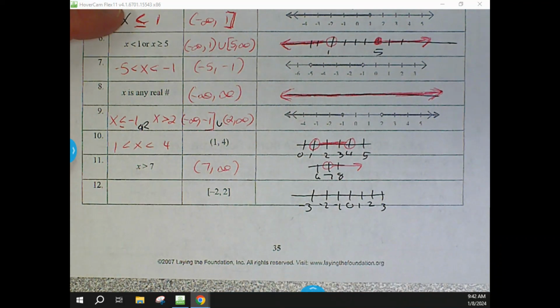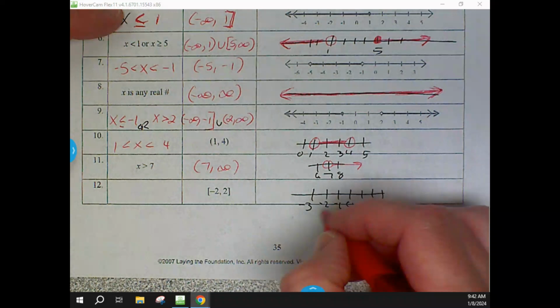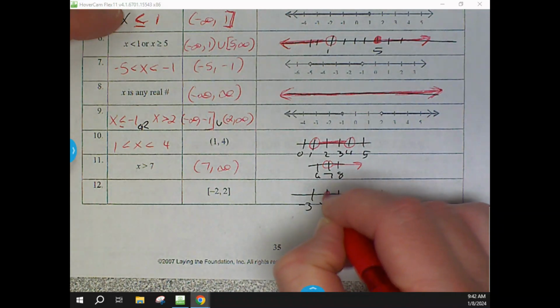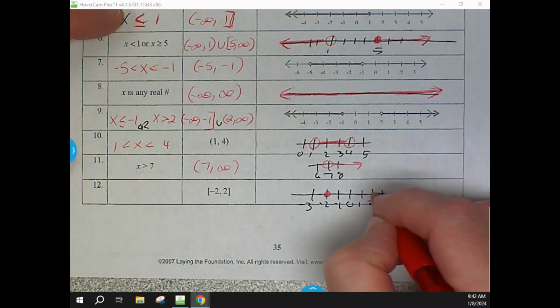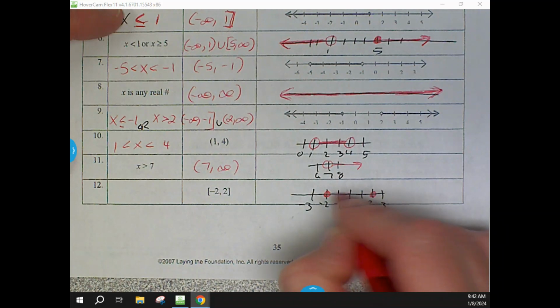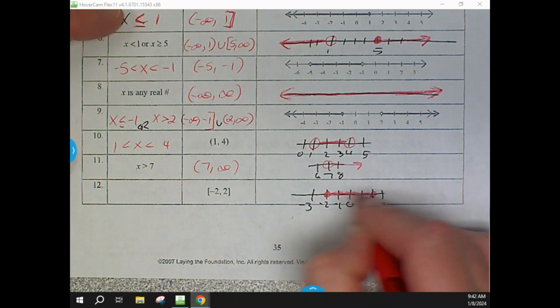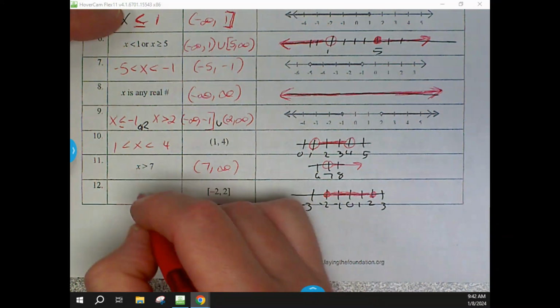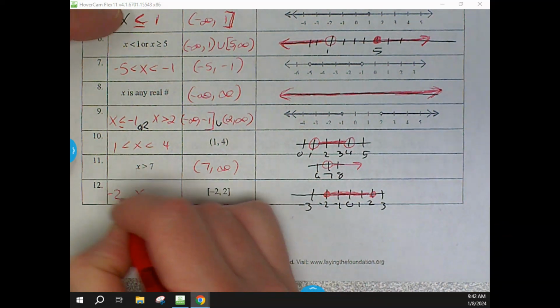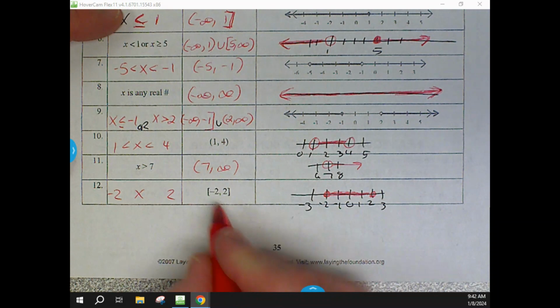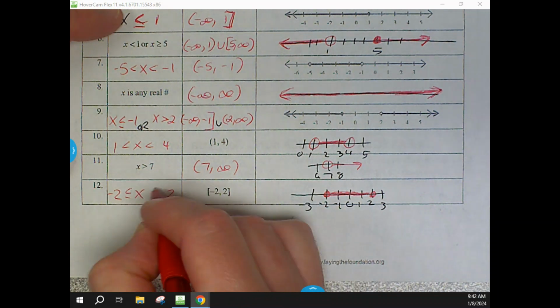Okay, so for 12, going -2 to 2, that's a solid circle because of the square brackets. Solid circle there and everything in between. So again, in that case, x is in the middle. We're staying between 2 and -2. They both are square brackets, so that makes them both less than or equal to.